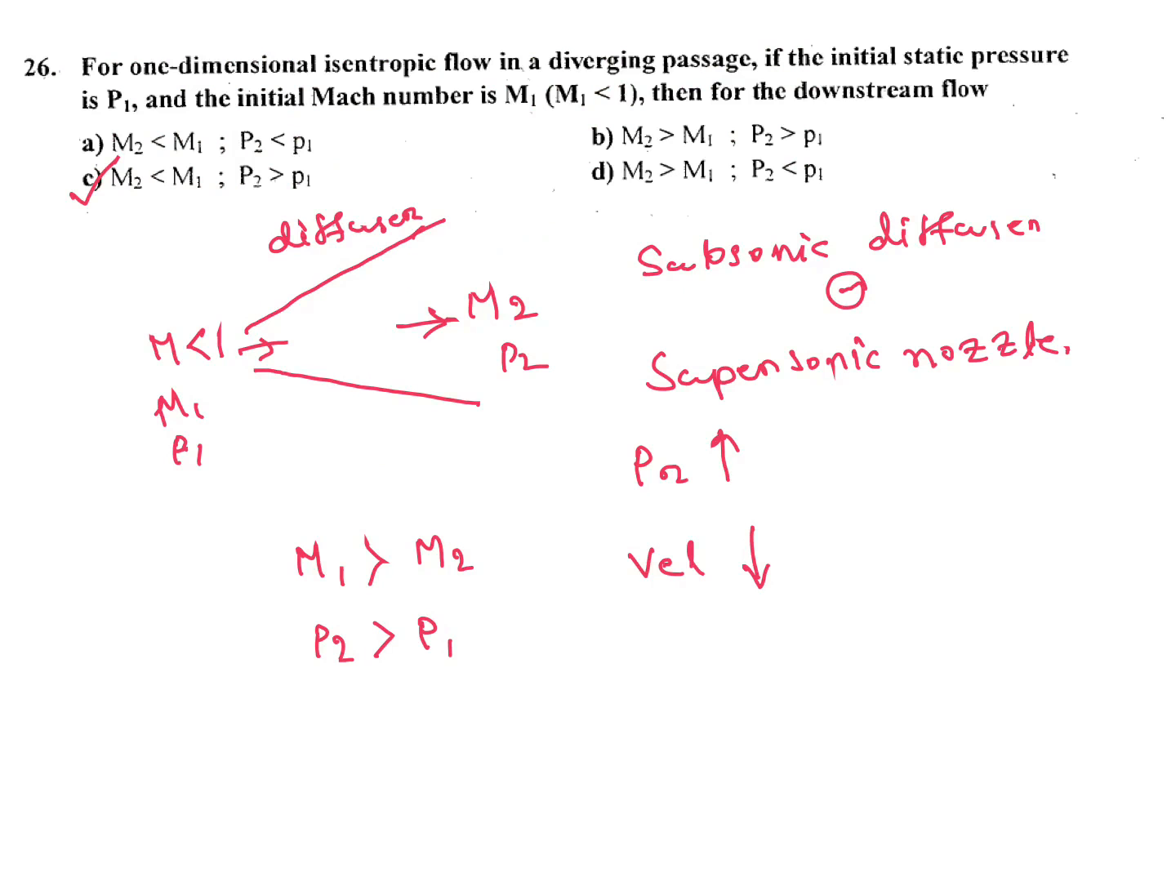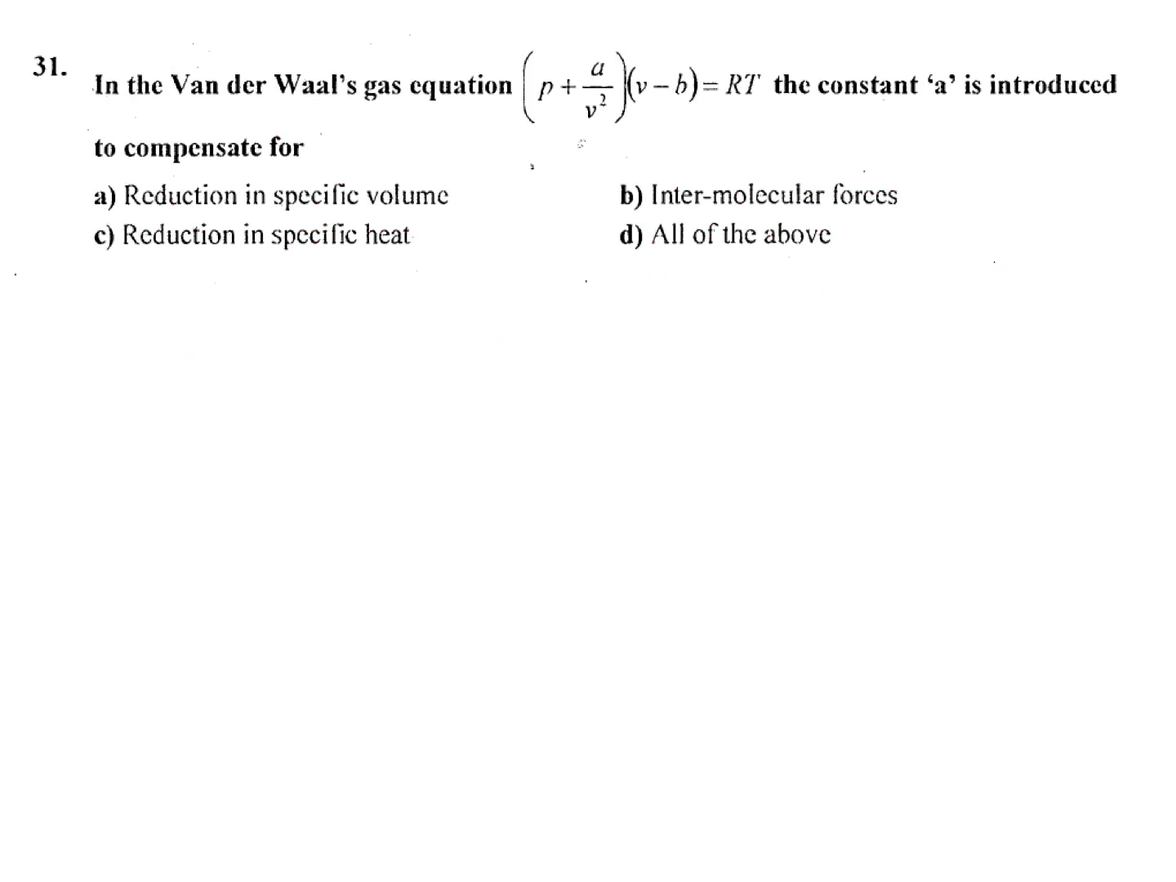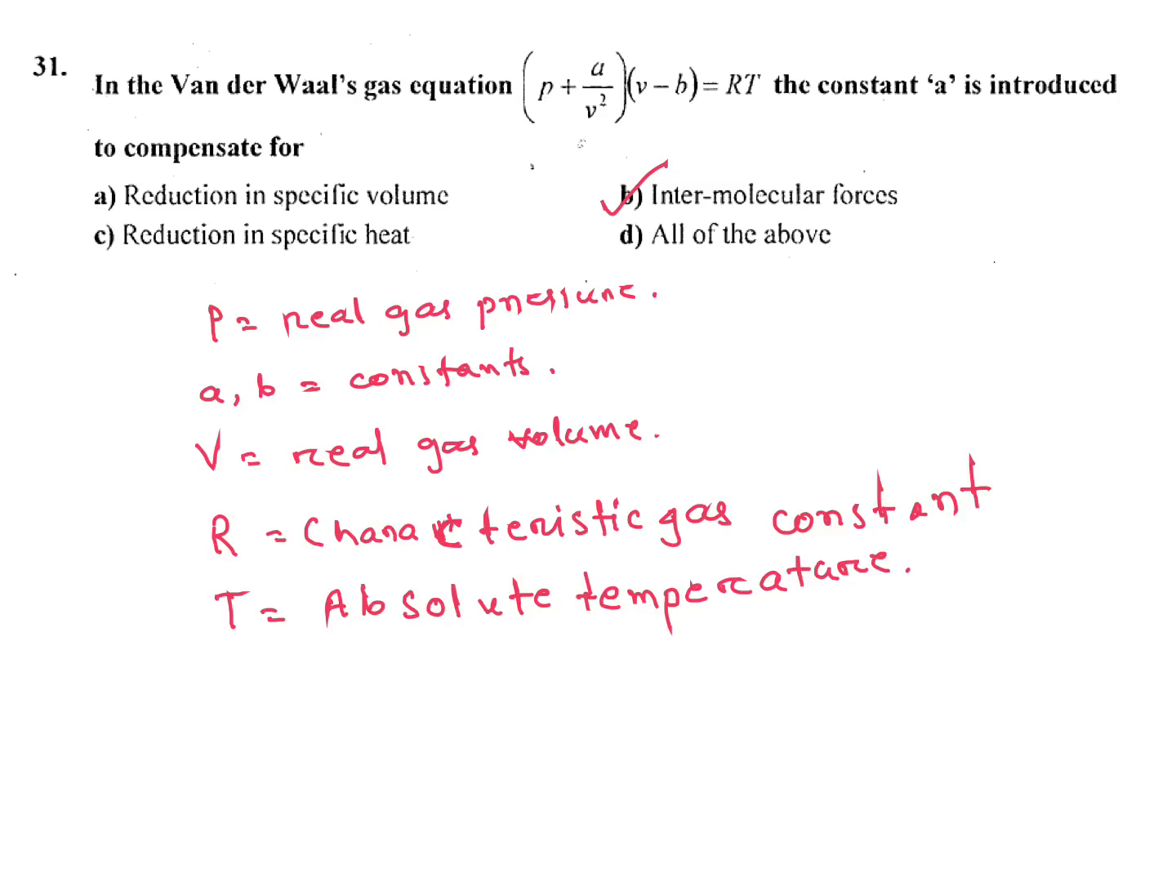In the van der Waals gas equation, (P plus A by V square) into (V minus B) equal to RT. The constant A is introduced to compensate for cohesion force or intermolecular forces. B is our answer. Here in the van der Waals gas equation, P is our real gas pressure, A and B are constants, V is real gas volume, and R is the characteristic gas constant, T is our absolute temperature.